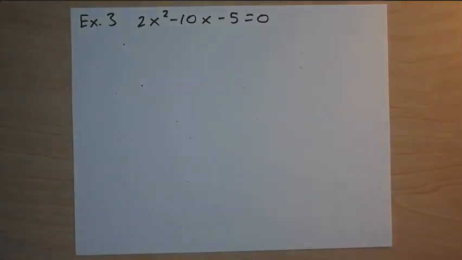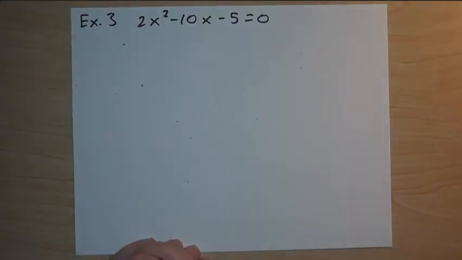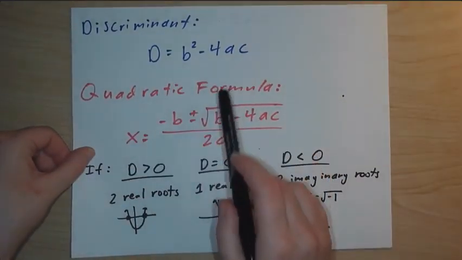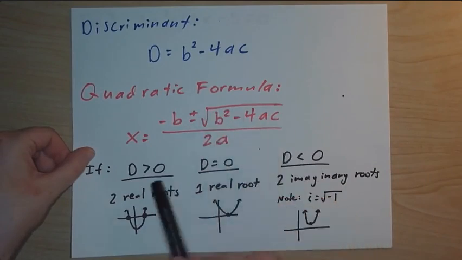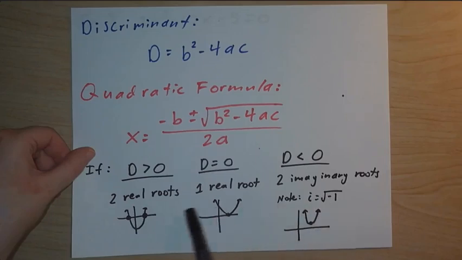This is Lab 18, Example 3. We have the quadratic equation 2x squared minus 10x minus 5 is equal to 0. We want to use the discriminant to determine the type of solutions that this quadratic equation will give, and then we want to actually determine the solutions and write them in simplest form. In example 1, I explained what the discriminant is and how it comes from the quadratic formula, and what the discriminant can tell us about how many roots we have and what kind of roots we have.